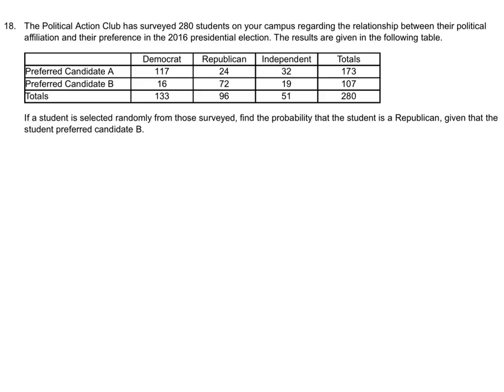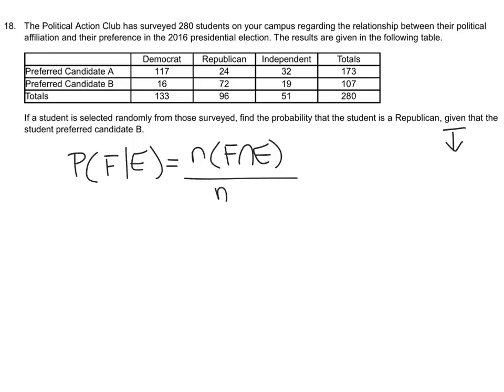We are asked to find a conditional probability because we have the word given in our problem. Given represents the conditional probability. So we're going to use the formula of the probability of F given E equals the number of times both events occur divided by the number of times the event E occurs.